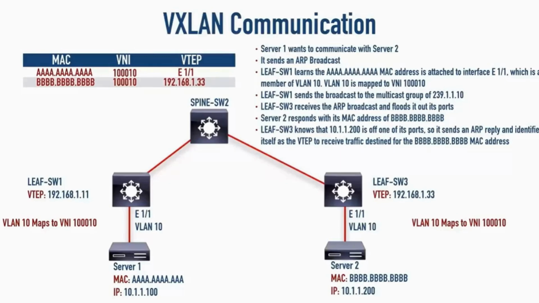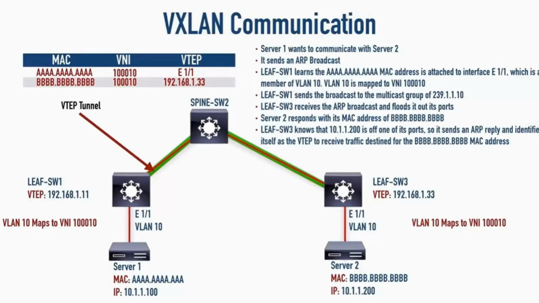So now when server 1 wants to communicate with server 2, it's going to send traffic to a destination IP address of 10.1.1.200, which by the way is in the same VLAN even though we're separated by a router. It's going to say I want to go to that IP address with the all B's MAC address, and Leaf Switch 1 is going to say, according to my table, the all B's MAC address is available via VTEP 192.168.1.33. So Leaf Switch 1 is going to form a VTEP tunnel with Leaf Switch 3. It's going to send that traffic over there, and Leaf Switch 3 is going to send it out to server 2.